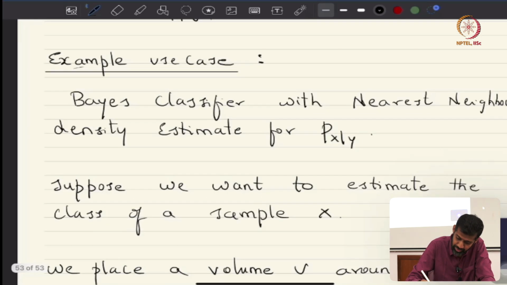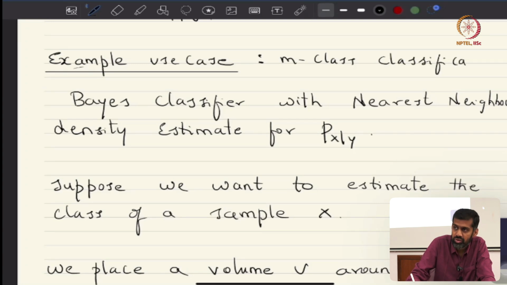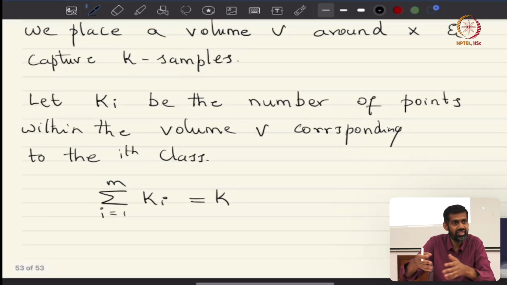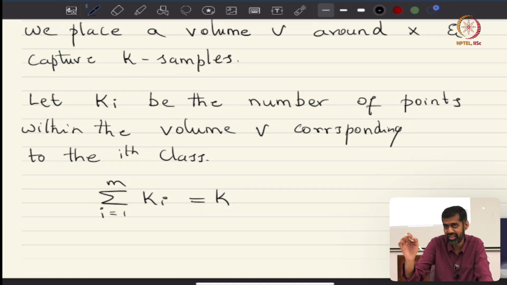I will write this example use case: m class classification. We are looking at an m class classification problem. Okay, so all the ki's sum to k, because there are k points out of which you have k1 from class 1, k2 from class 2 and so on.